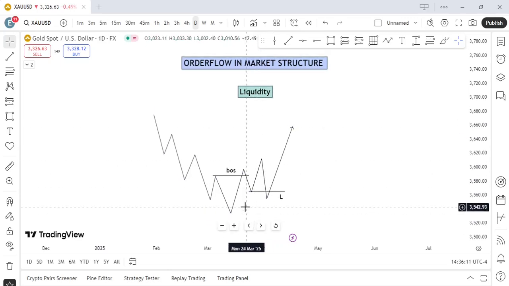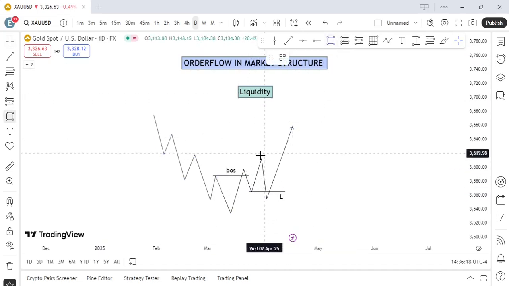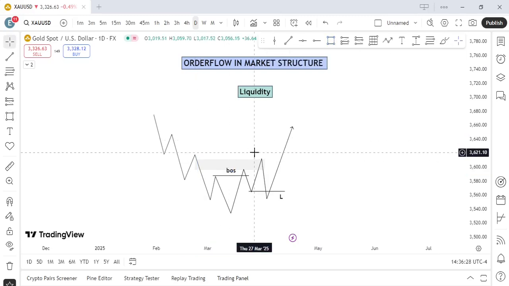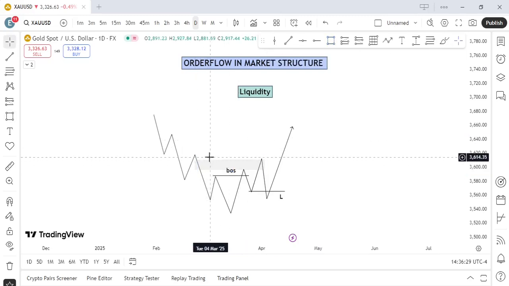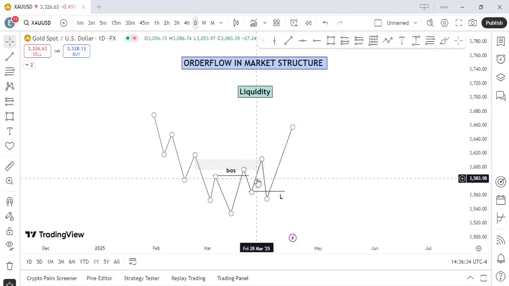Now let's say price, after creating a break of market structure, retraces all the way down and goes up, but does not break any structure on the far left side, right? So price does not break any structure on the far left side. So this low responsible for creating this structure is basically a liquidity. So that's how liquidity works in a trend.